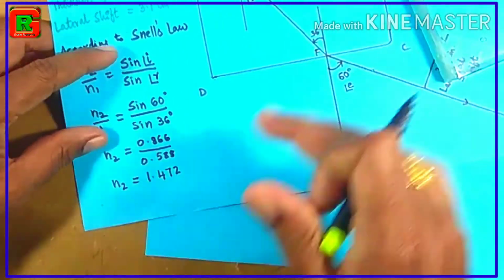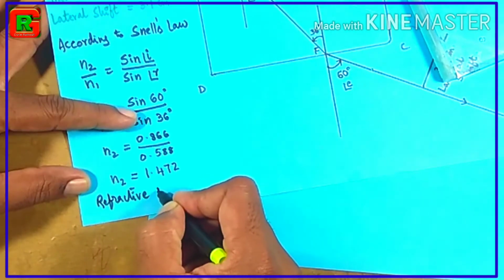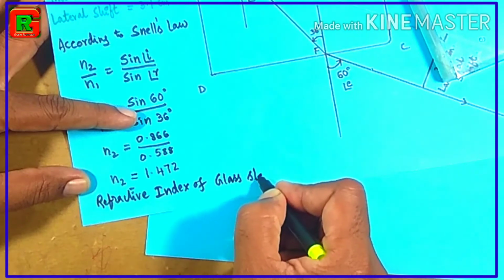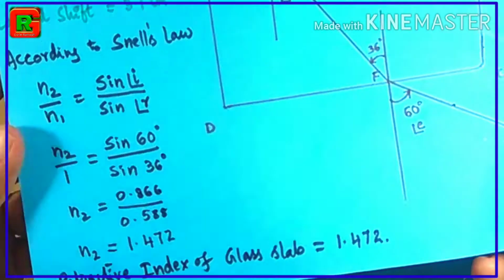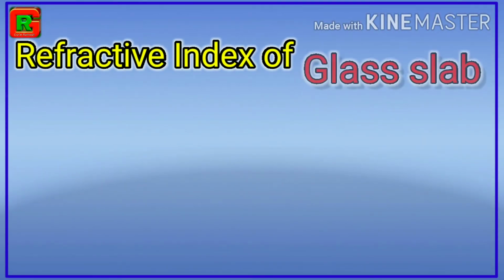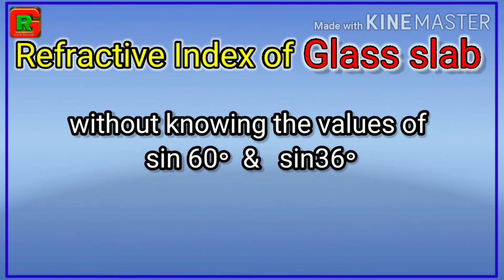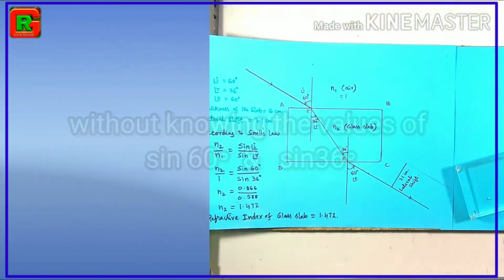What is N2? The refractive index of the glass slab. So refractive index of the glass slab is equal to 1.472. So we conclude that according to Snell's law, the refractive index of the glass slab is 1.472. Then how can we find the refractive index of glass slab without knowing the values of sin 60 degrees and sin 36 degrees according to Snell's law? Let us perform the activity.